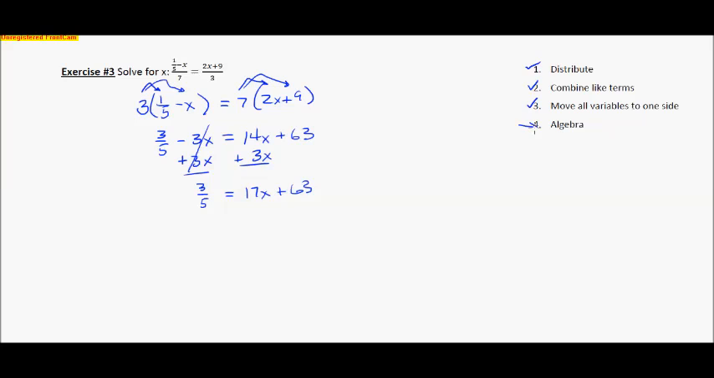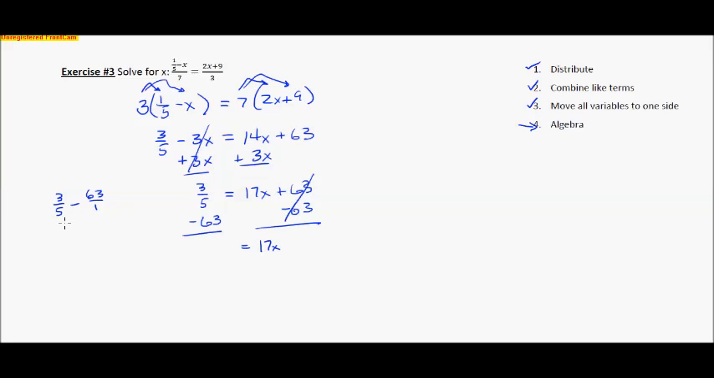Okay, so I've moved all the variables to one side. And now I simply have to do the algebra. I've got to solve for x. So I'm going to take away 63. Over here is pretty easy. That goes away and 17x comes down. Over here I've got to subtract, actually. I've got to combine this 3/5, and take away 63, and I'm going to write 63 as a fraction. We've done this since 5th or 6th grade.